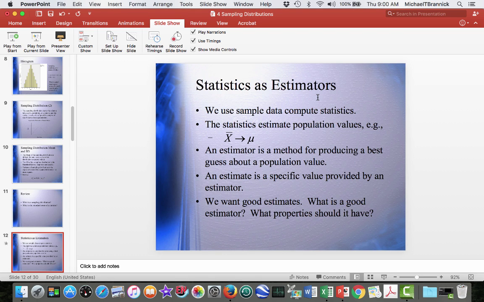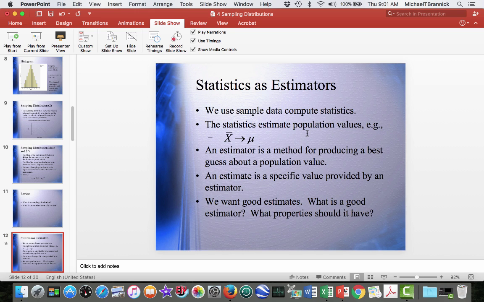Statistics as estimators. We use sample data to compute statistics, and the statistics we use to estimate population values. So for example, we're going to estimate the population mean from the sample mean. In statistics, an estimator is a method for producing the best guess about a population value. An estimate is a specific value provided by an estimator. So we'd like good estimates. If we're trying to estimate the population mean from the sample mean, we'd like to do that well.